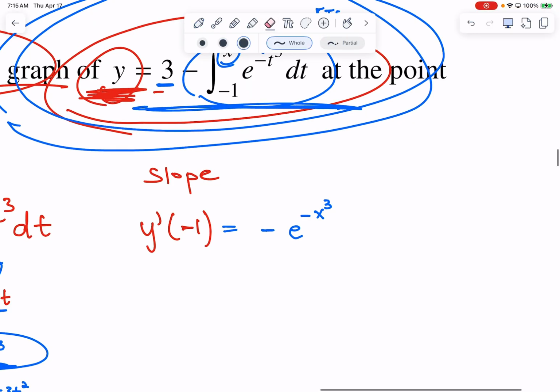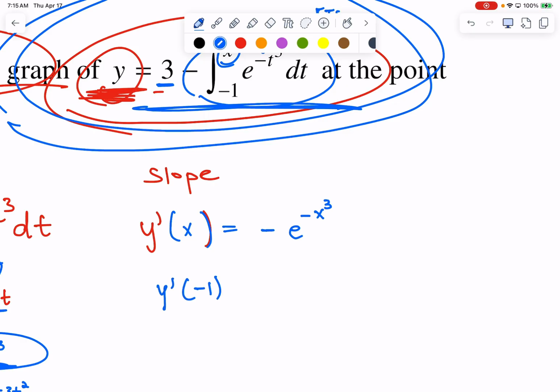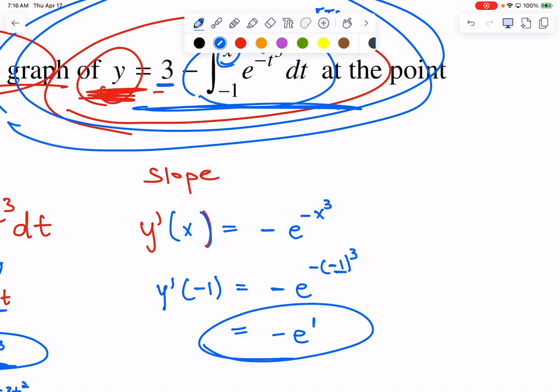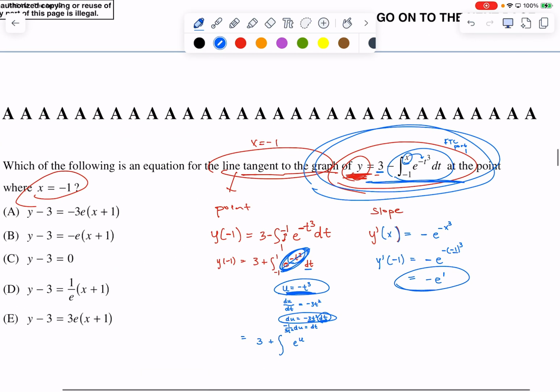So this is the derivative, y prime of x. Now I can use that to find y prime of negative 1. So it'd be negative e to the negative, the opposite of negative 1 cubed. Negative 1 cubed is a negative, and a negative times a negative is a positive, so it's going to be e to the first, so it's just negative e.